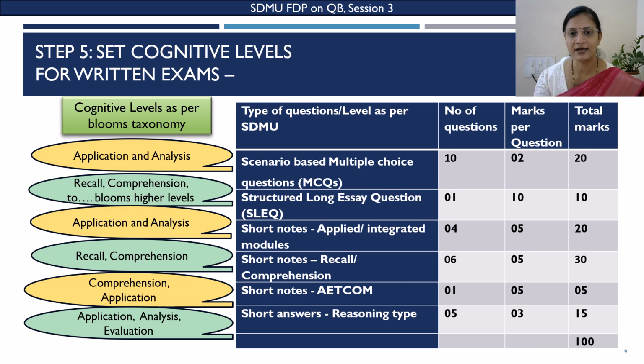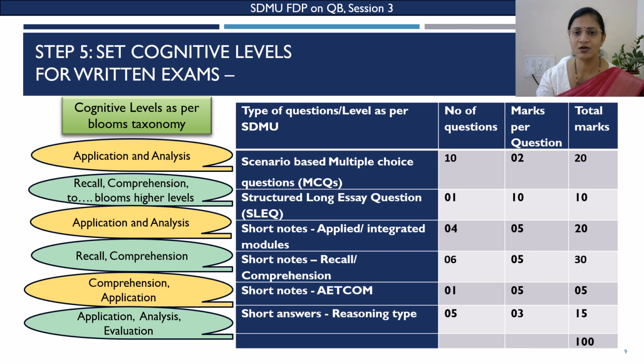These are the different types or categories of questions which are proposed by the NMC 2024 guidelines. As per those guidelines, our university has also finalized this pattern for the theory question papers. That includes scenario-based multiple choice questions, structured long essay questions, and short notes of different varieties. A few are applied integrated modules, then a few are of recall and comprehension level. Short notes can be both comprehension and higher level. Short answers will be of reasoning type, which are again at a higher level of application, analysis and evaluation.